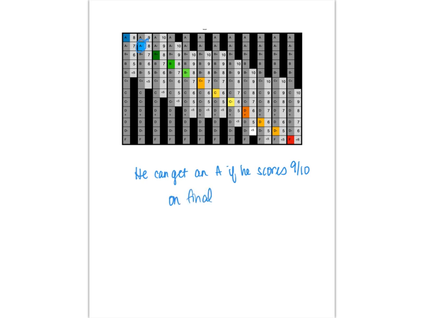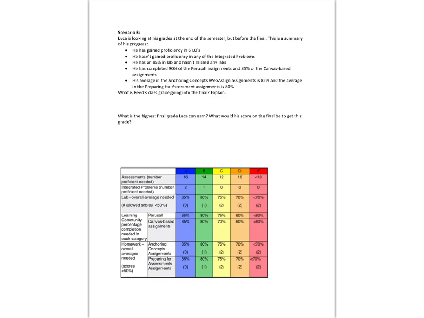So we've done that. Now we'll do one more case, practicing. Okay, Luca has only gained proficiency in 6 of the LOs, so that puts him at the F level for that, and he hasn't done any integrated problems. He has an 85 in lab, so that's good. He's done 90% of the perusal assignments and 85% of the Canvas-based assignments. Both of those are at the A level. And his average in the anchoring concepts is 85% and 80 for preparing assessment. So you can see that he's done his work.